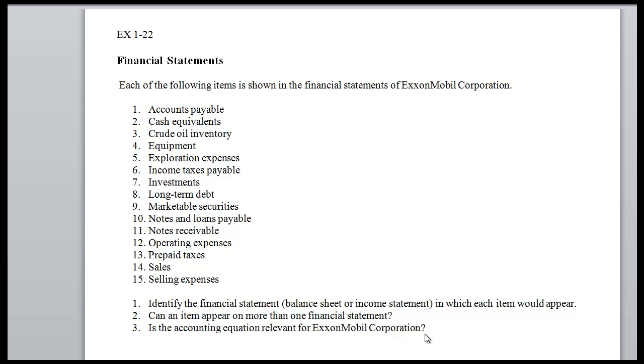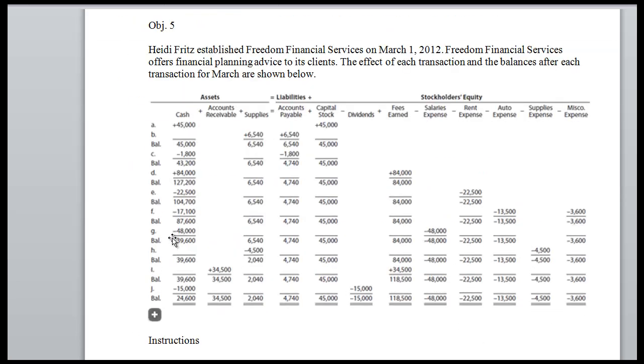Even the most complex transactions all must uphold the accounting equation. Let's go down here. 1.3a. Okay, so this is what the problem that we're going to take a look at looks like. So we have our cash. This is the ending balance here. Ending balance of accounts receivable, supplies, accounts payable, right? So we go on and on.